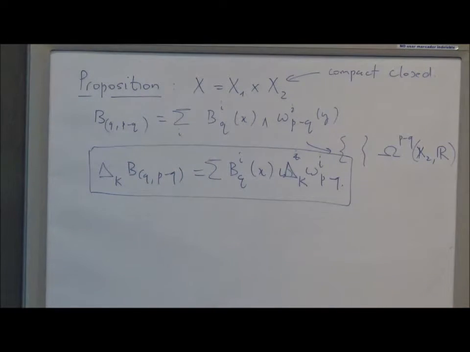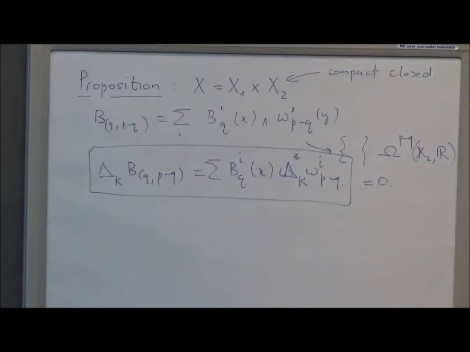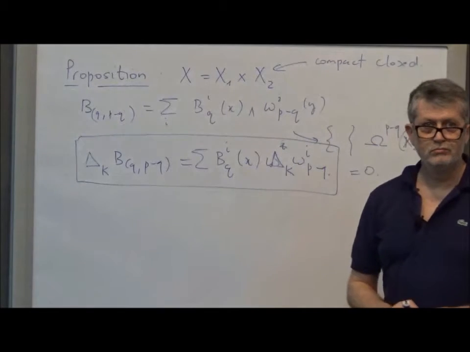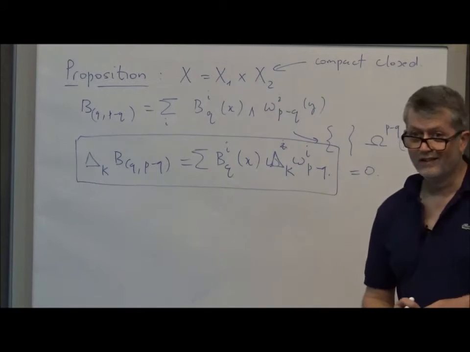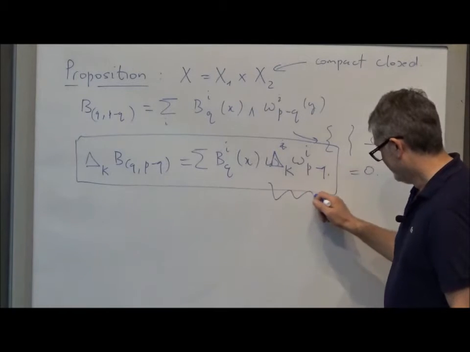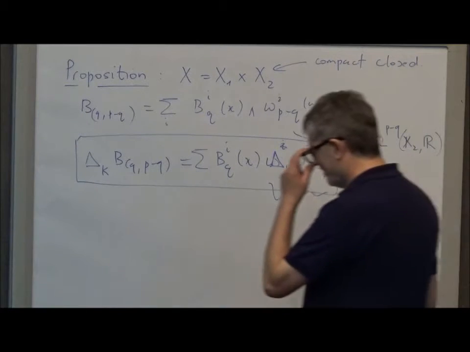Okay? And that has to equal 0. Every term in VP, because they're forms of different degrees, has to be 0. So I must have that this thing is 0. What's the only way that I can make this 0? That the omega I are harmonic.